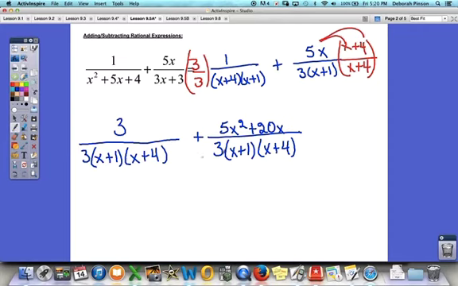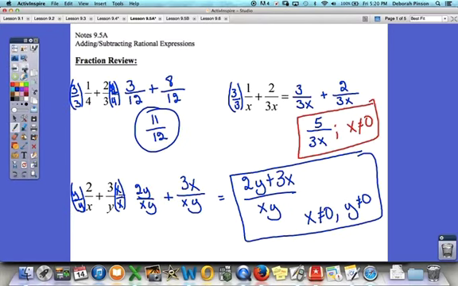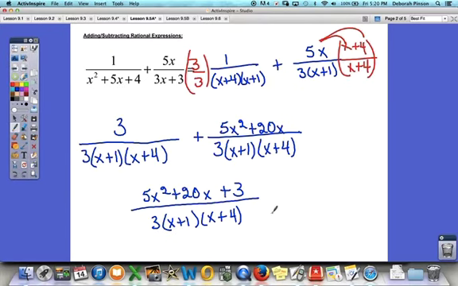Now once I have a common denominator, I'm going to add the top. So 5x squared plus 20x plus 3. I can't combine like terms there. I might try to factor in a second, but I'm not sure it's going to factor either, over my common denominator. Now I want y'all to notice we followed the same steps we did when we had little fractions over here. We just had more work to do because it's bigger. So this is good. This is my answer. I don't think I can factor the top.